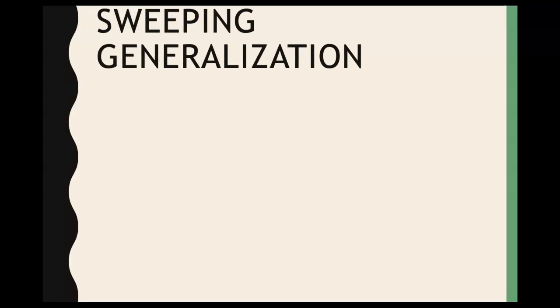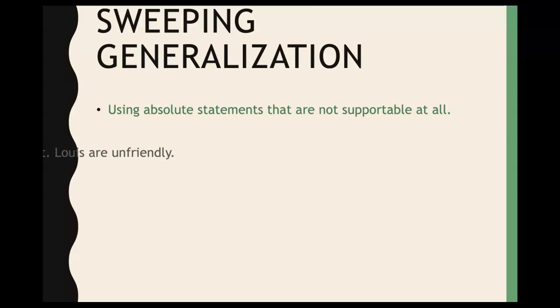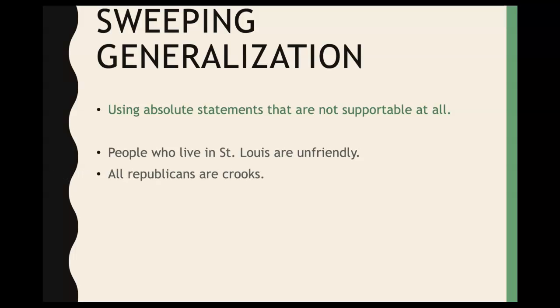In the first type, you're jumping. In this one, you're sweeping. So using absolute statements that are not supportable at all are what you want to avoid. People who live in St. Louis are unfriendly. All Republicans are crooks. There will never be a black female president. All of these are using absolute statements, and we're looking at things like all, we're looking at things like never.